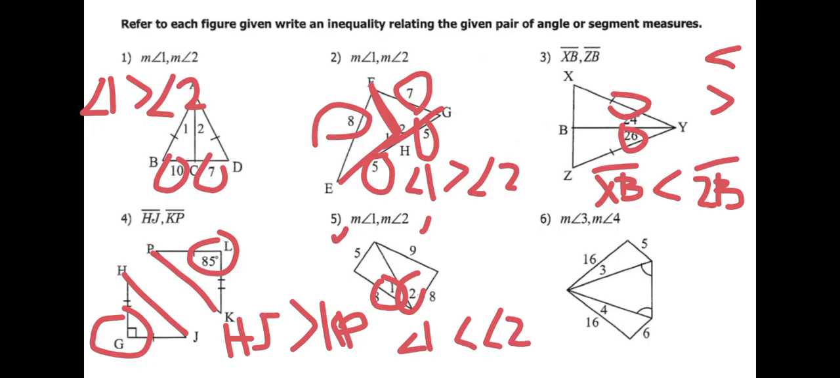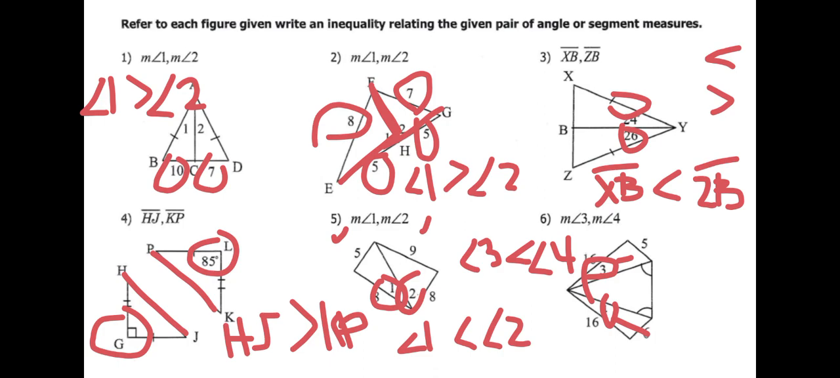Okay, on this one, 3 and 4, the opposite of 3 is 5. The opposite of 4, 6. So therefore, angle 3 is less than angle 4. Okay, so very easy.